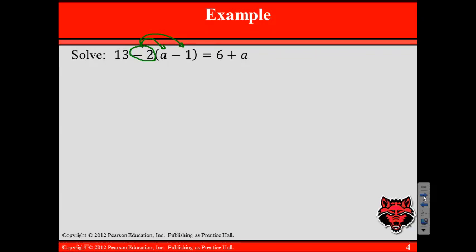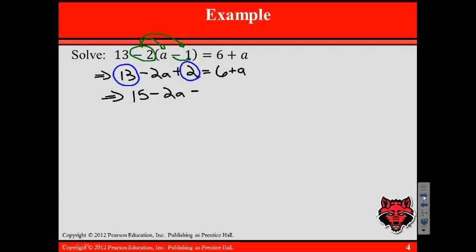So we bring down the 13. Negative 2 times a is minus 2a. Negative 2 times, we can consider this negative 1. Negative 2 times negative 1 is a positive 2. That equals 6 plus a. Staying on the left-hand side, we combine like terms. 2 and 13 will add to make 15. So we have 15 minus 2a equals 6 plus a.